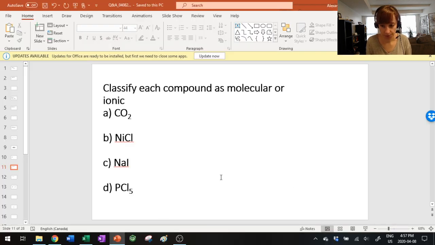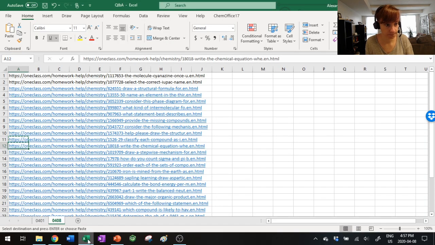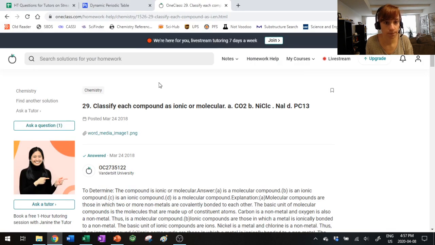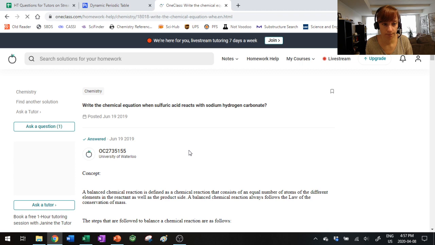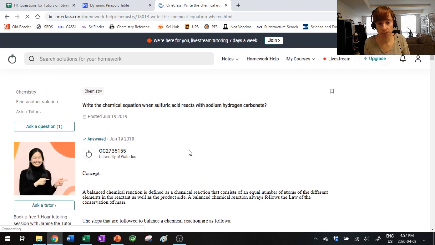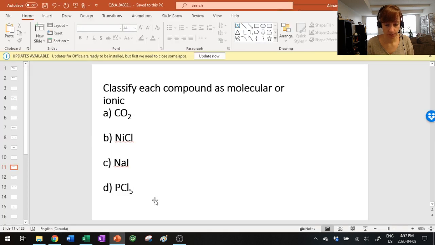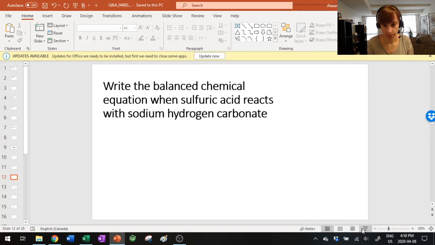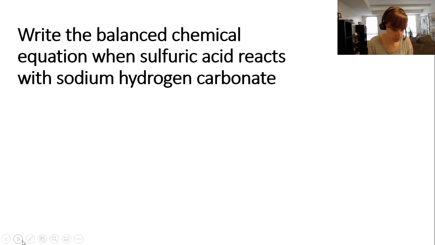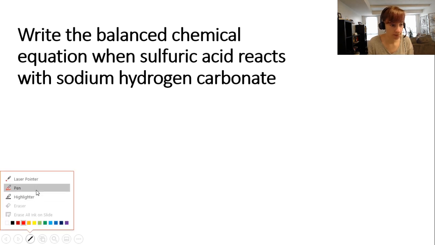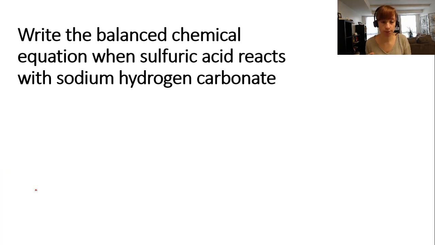On to our next question. We're going to write the chemical equation when sulfuric acid reacts with sodium hydrogen carbonate. First we need to know the chemical formula for sulfuric acid and the chemical formula for sodium hydrogen carbonate.